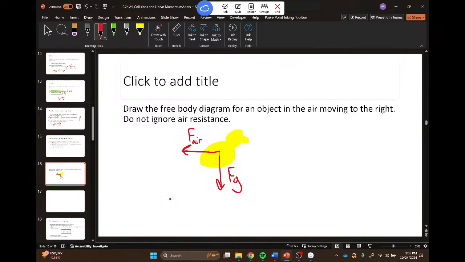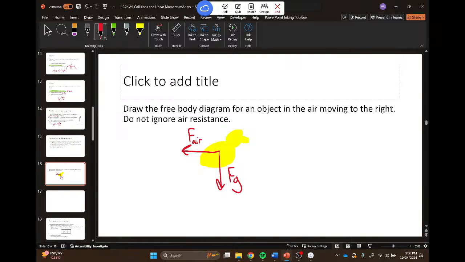Now, I did have to specify that it's traveling to the right. If I did not tell you the direction, if I said, what is the free body diagram for an object traveling through the air, it's impossible. You have to know which way it's going because friction is always opposite the direction of motion. So I made very clear in the problem, when it's moving directly to the right, friction is to the left. If I said the object was moving to the left, then it would be the other direction.